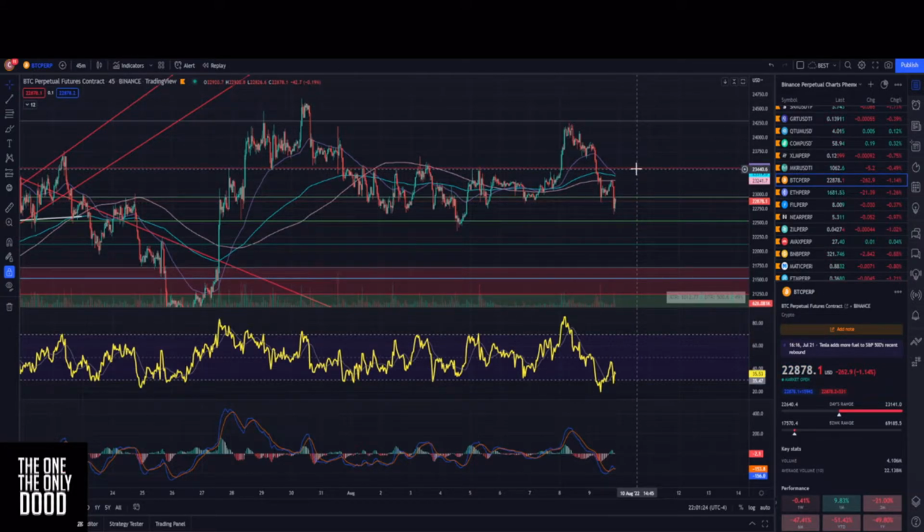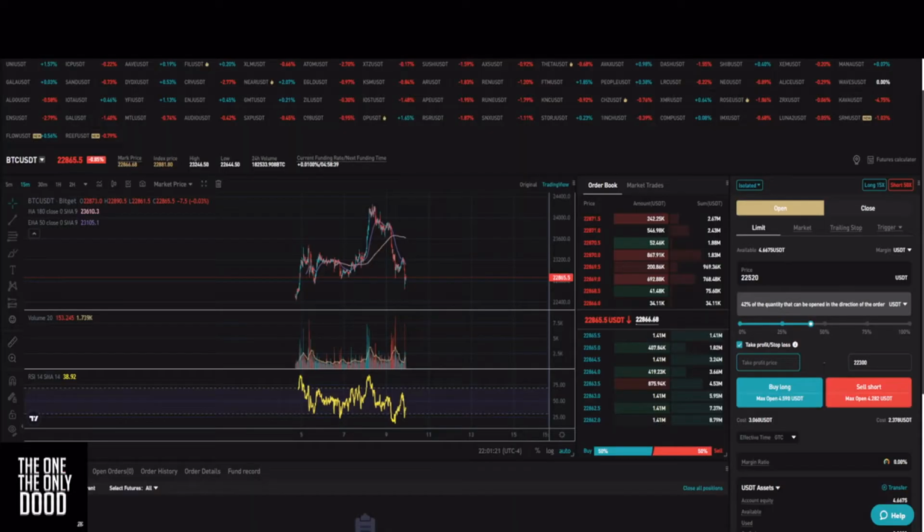This is horrible analysis, by the way. 23,440. All right, so we would put 23,440. We would want to exit that trade and take our profits. Now we have over here, you see right here, there's isolated, there's long and short.